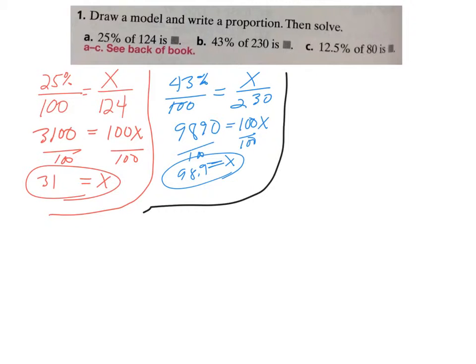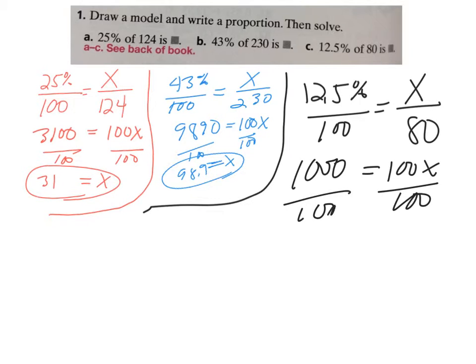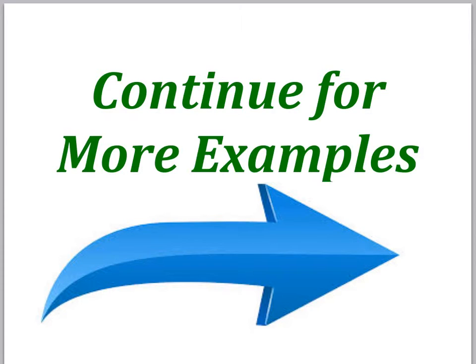And the last one here, now again, we can have decimals, anything we want in there. So we have 12.5% over 100. And the of, again, the whole goes down here, 80, and x up here for the is, or the part. And a little cross product fun, we get 100x equals 1,000. Divide off that 100, and x is 10. Continue the video for another example.